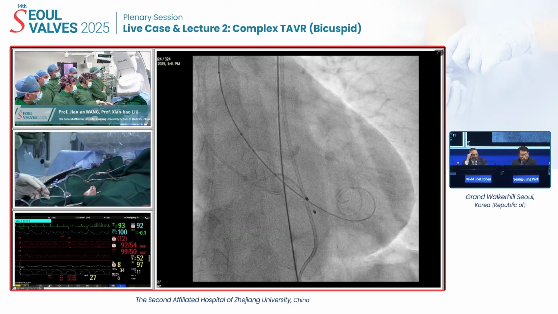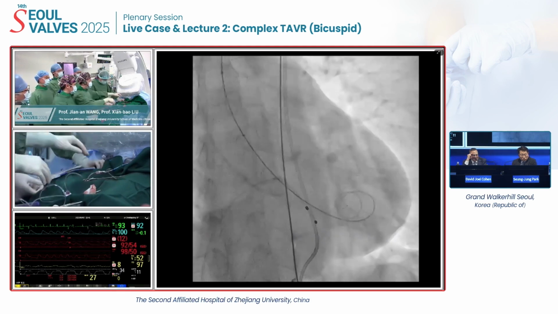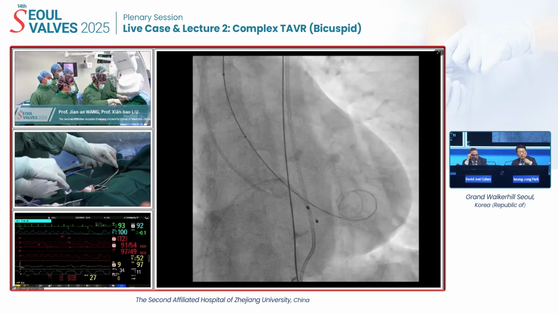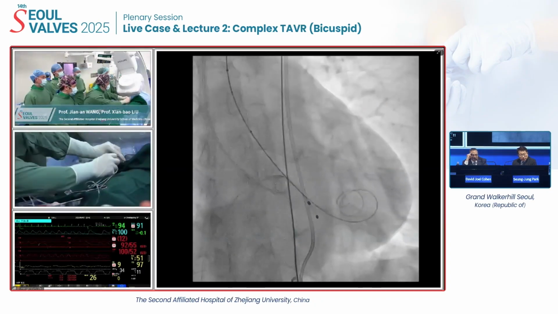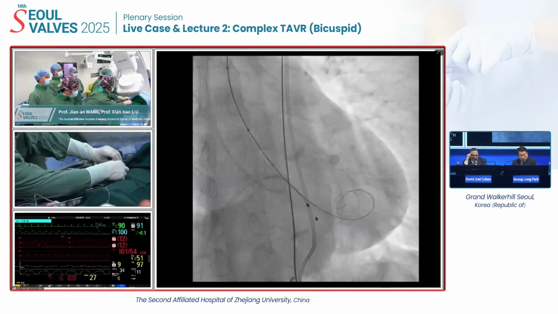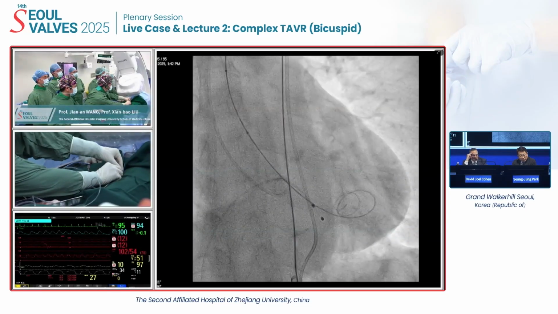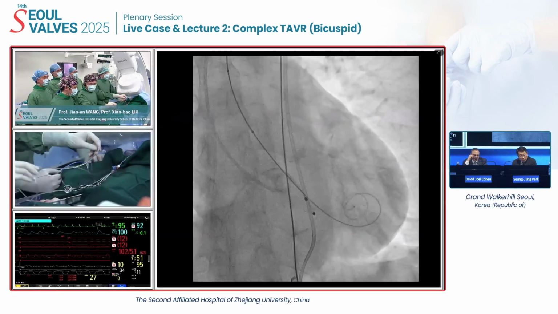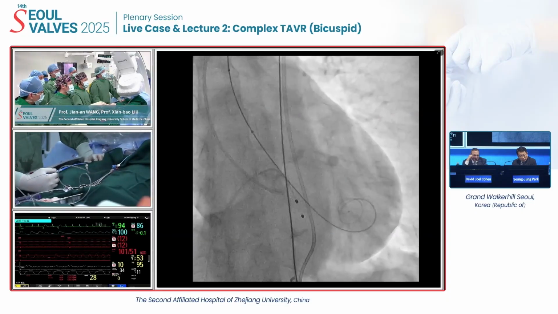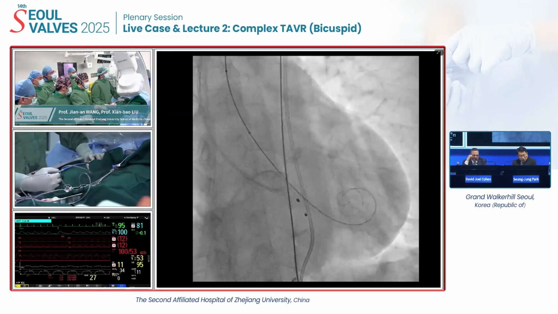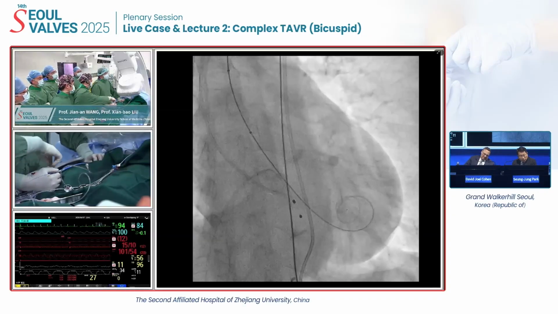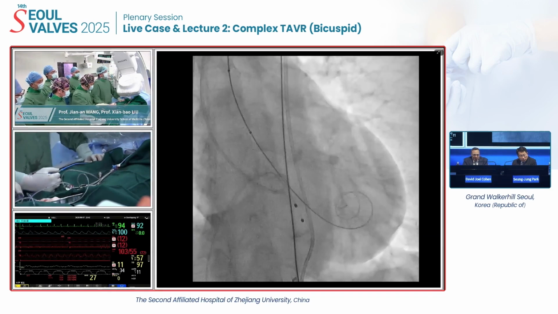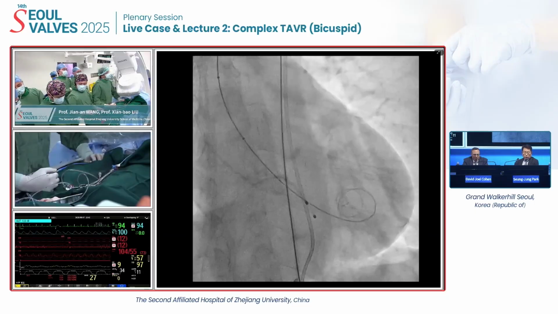23. So we select the balloon size of 23. We are small, so the pre-dilatation is 23. The pre-dilatation has two purposes. First is to pre-treat the valve, which makes implantation of the device easier. The second purpose is to size how big we can open the orifice. It will be a good reference for us to select the device size.